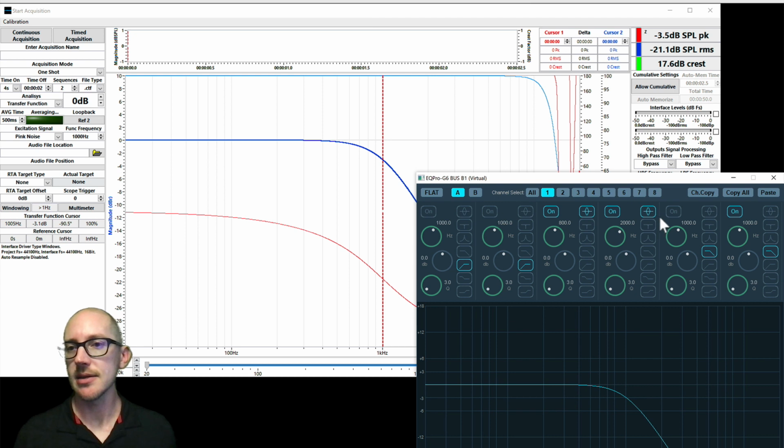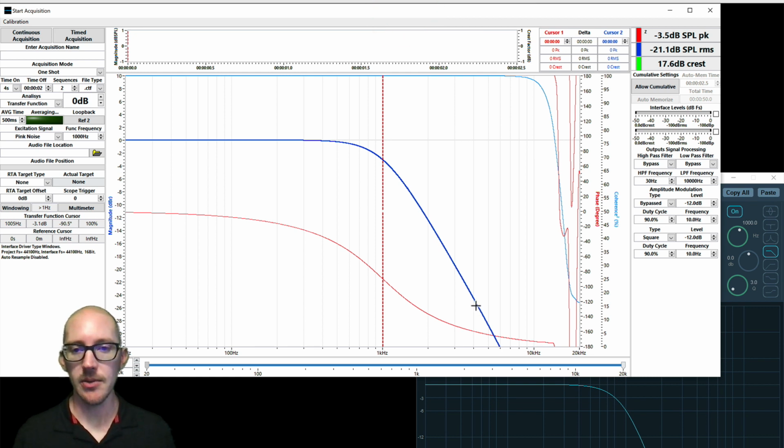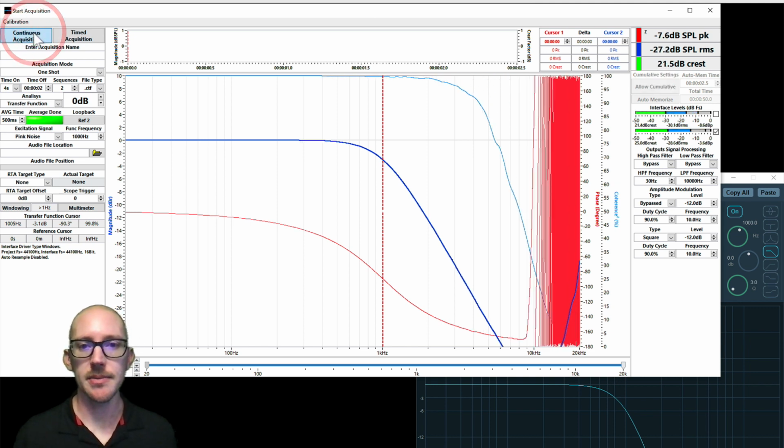Okay, and let's go one step further. Let's double down on this filter. Let's add another one, exactly the same shape. And so we should expect to see double of everything, right? So instead of 90 degrees of negative phase shift, we should expect to see 180 degrees. And instead of 3 dB of attenuation at the cutoff frequency, we should expect to see 6. So let's measure it.